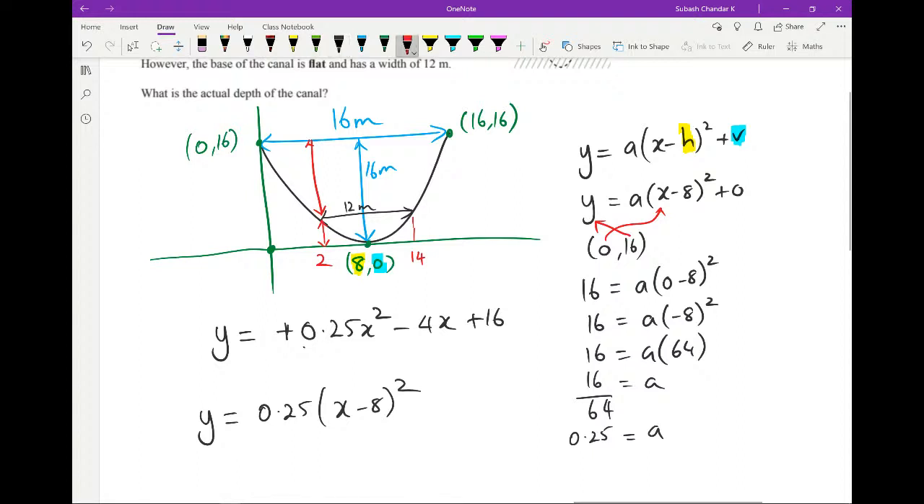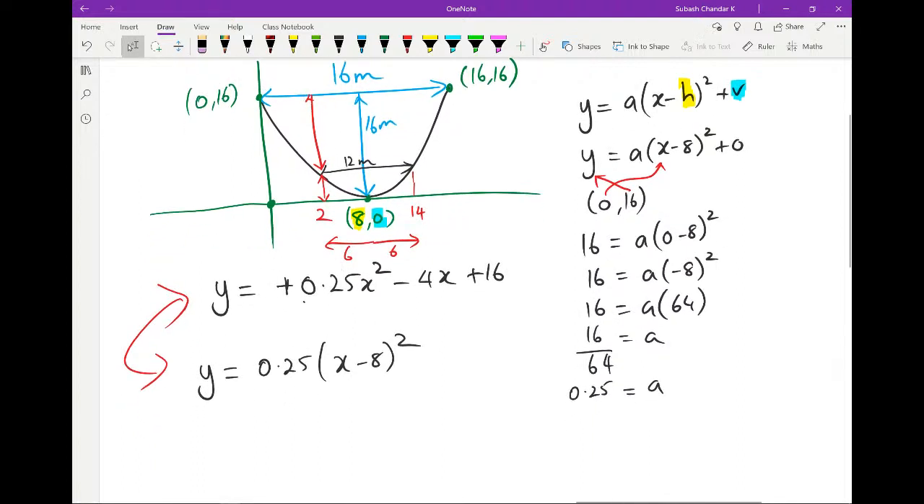So both of these equations that I've written here are the same. And we just have to substitute x is equal to 2 first, or 14. It doesn't really matter. The reason I've done that is because 8 is halfway, and I need to go 6 this way or 6 this way, because that length is 12 meters. If I go 6 forward, I get 14. If I go 6 backwards, I end up with 2. So I substitute 2 in.